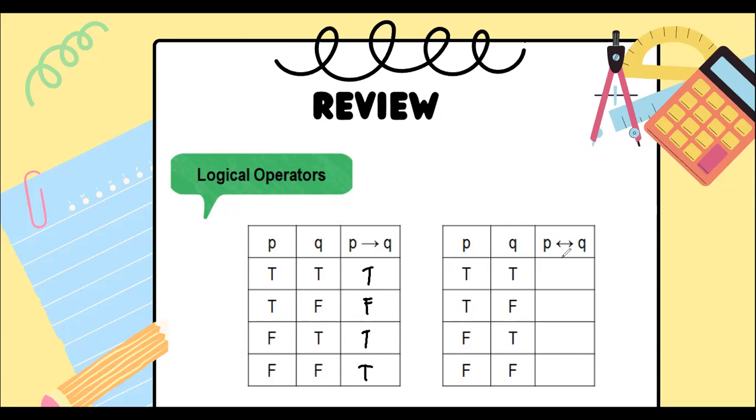Okay? Last, this symbol, P if and only if Q, is under biconditional statement. Now, under biconditional statement, magkakaroon lang kayo ng true value if nasasatisfy ng first proposition at second proposition ang isa't isa. So, it means magkakaroon kayo ng true value if they are the same. They are both true or they are both false.